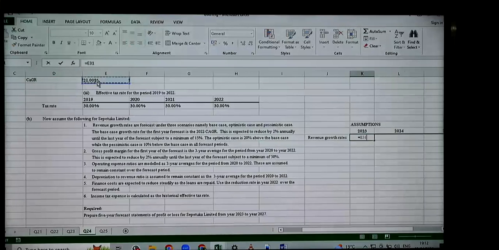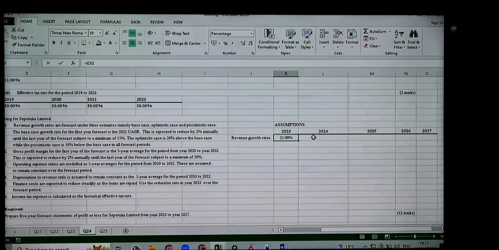This one here. Control Enter. And this is expected to reduce by 2% annually until the last year of the forecast. So we shall come here to 2024, equal sign, and we bring in a max function. You press tab. So our first number will be this one minus the 2%, that will be reducing. You press comma, then it will be reducing up to 50%, isn't it? You close your brackets, you do Control Enter.